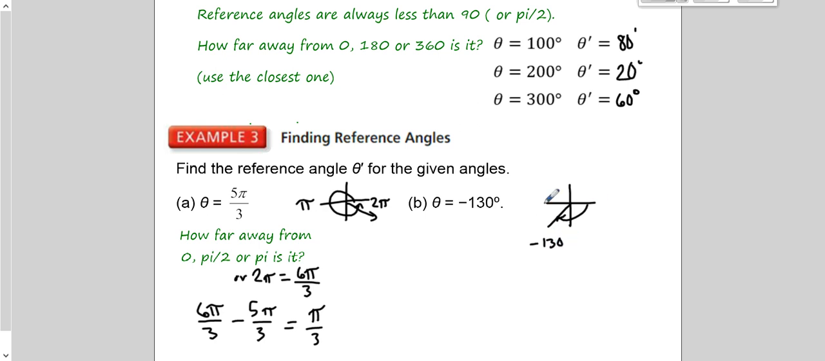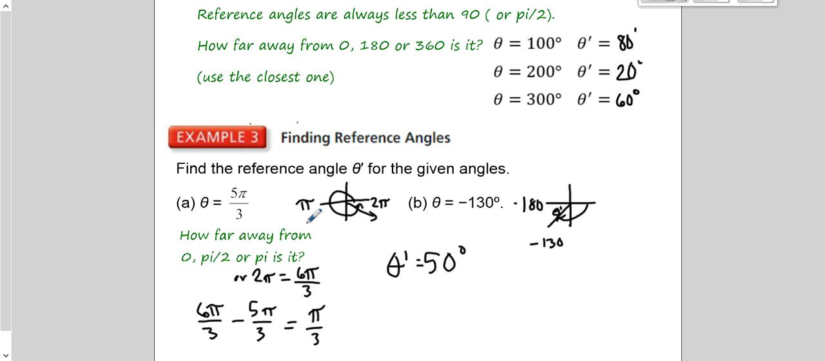So how far away is that from 180 or from even negative 180? How far apart are those? That gives us our reference angle. 50 degrees. 50 apart. And there's your reference angles.